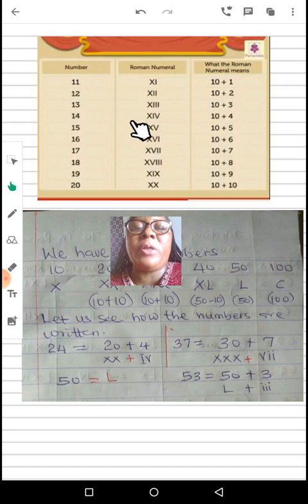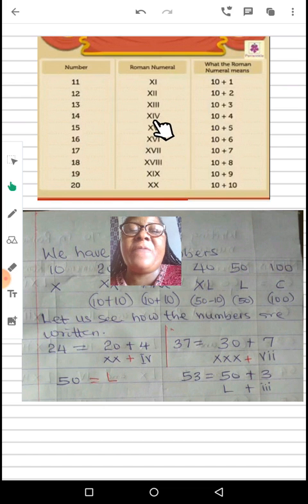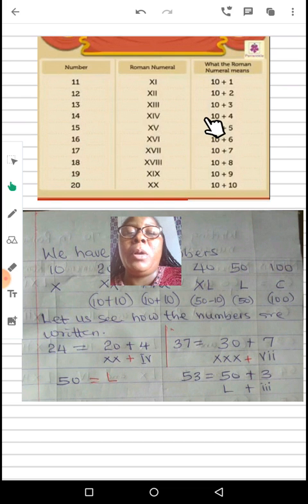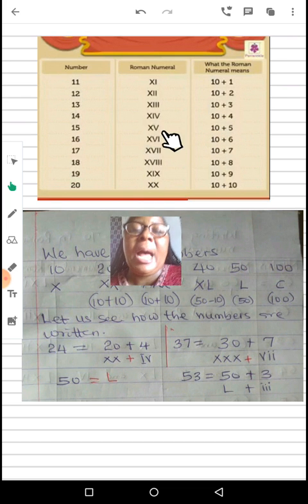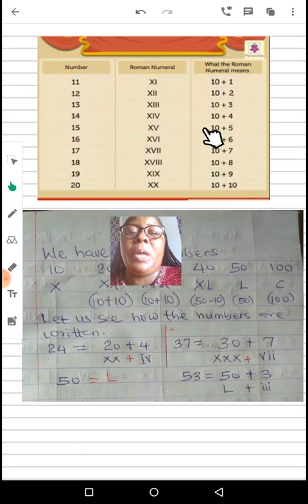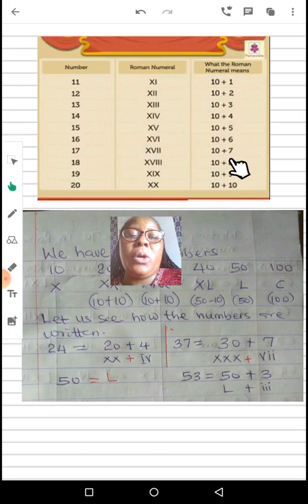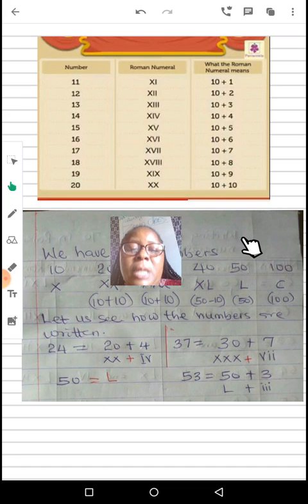And 14 is XIV. You already know that X is 10 and IV is 4. So that should be 10 plus 4. And XV is 10 plus 5. That's it, 15. And 16 is XVI. That is 10 plus 5 plus 1, that is 10 plus 6. And so on and so forth till you get to 20. And 20 is XX, means 10 plus 10 gives you 20, right? Yes, I know we have done this before.